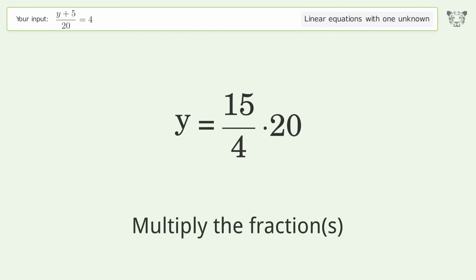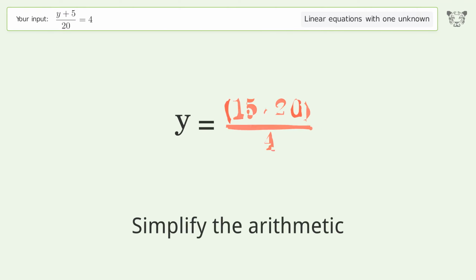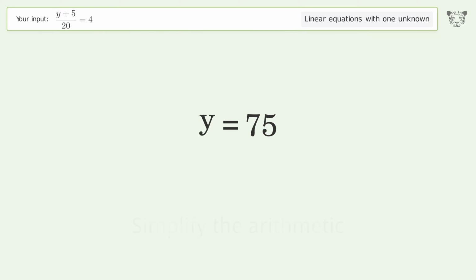Multiply the fractions. Simplify the arithmetic. And so the final result is y equals 75.